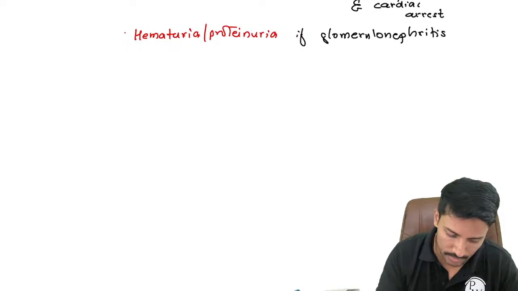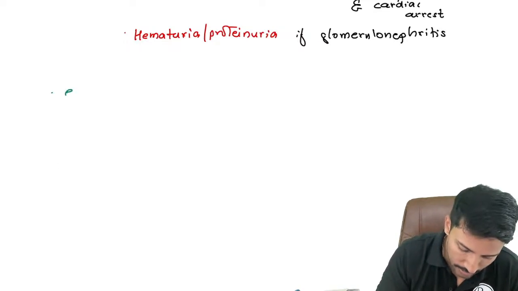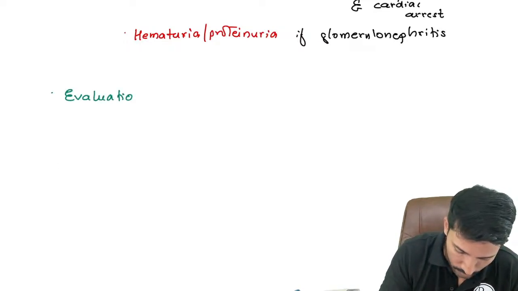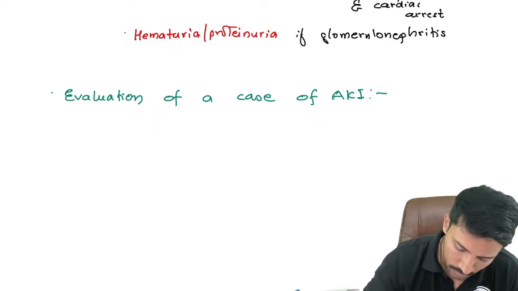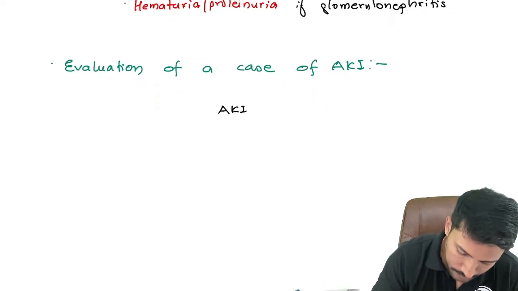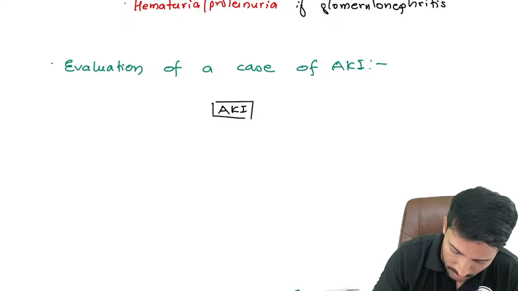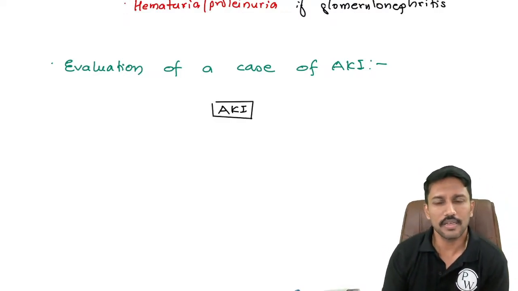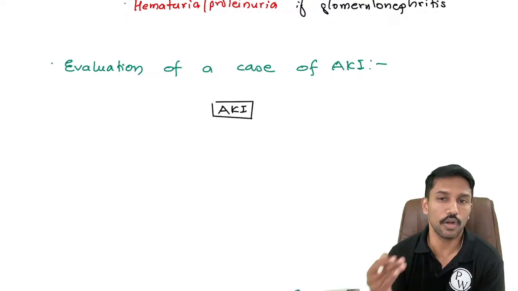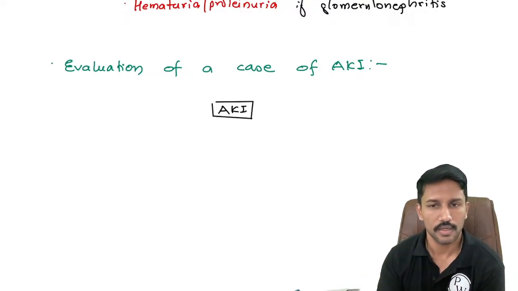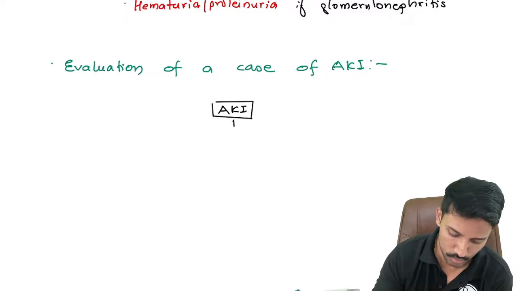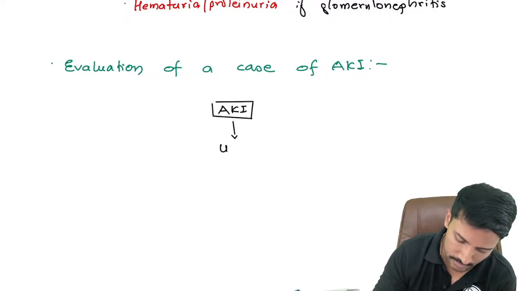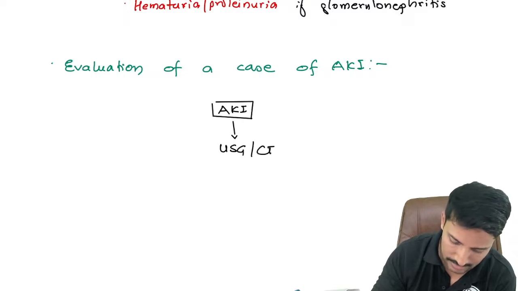Now, how do I evaluate a case of AKI? Evaluation of a case of acute kidney injury. So if I have a patient with AKI, which is defined by the creatinine or the urine output criteria, what is the single most important investigation that can help me to rule out post-renal acute kidney injury? It is the ultrasound or the CT scan of the kidney.